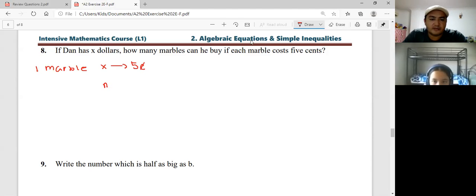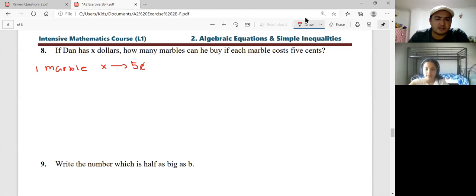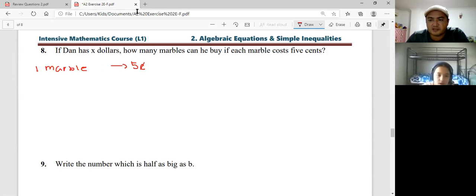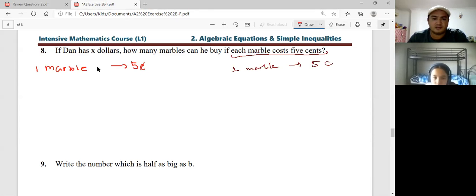So just write this under the marble, Shahina, under the marble. So we can buy N marbles. What is this X? Oh, wait, that's the dollars. Because first we are writing this given information, right? It says here each marble costs 5 cents. So now you need to write here one marble costs 5 cents, like this.